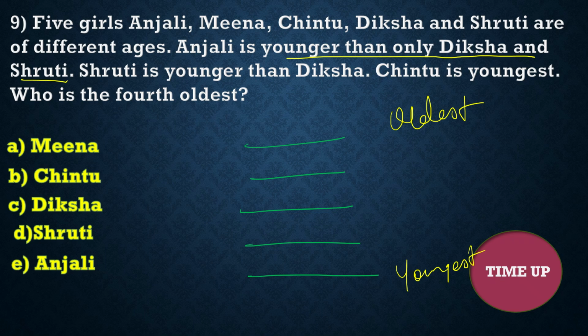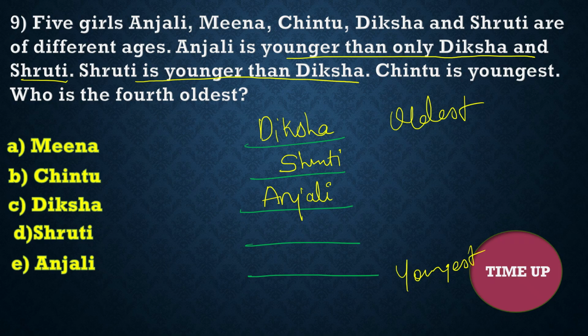Anjali is younger than only Diksha and Shruti, they have said. So, where Anjali will be placed? Anjali should be placed here because she is younger than only two persons, that is Diksha and Shruti. So, from this information, we can place Diksha or Shruti here, or Shruti or Diksha here. Shruti is younger than Diksha. Okay, second statement says that Shruti is younger than Diksha. So now I can place the place of Shruti and Diksha properly. So Shruti will be here because she is younger than Diksha.